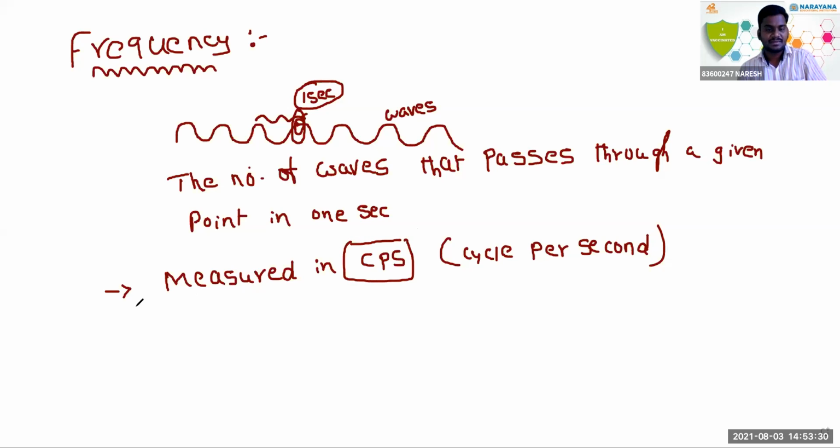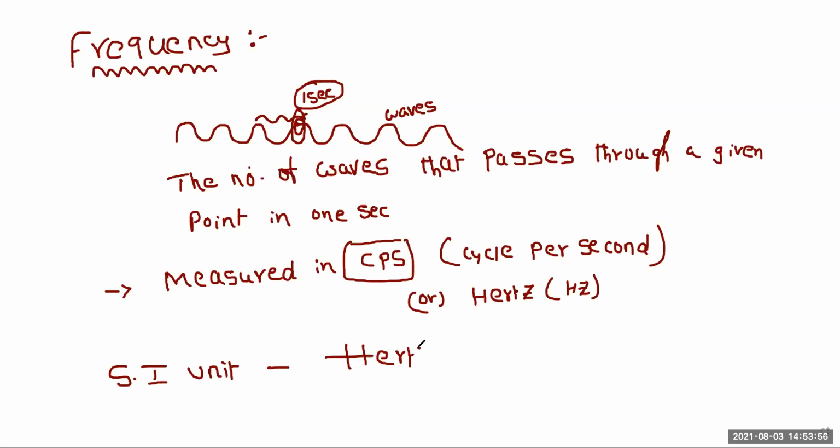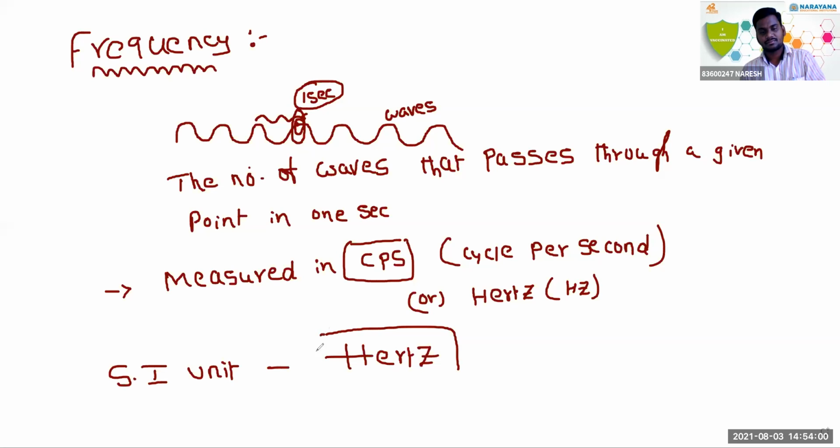Generally it is measured in CPS or hertz also, hertz units. Generally it is measured in cycle per second or hertz. And what is the SI unit for frequency? Hertz. The SI unit for frequency is hertz. Very good. Right, all of you?